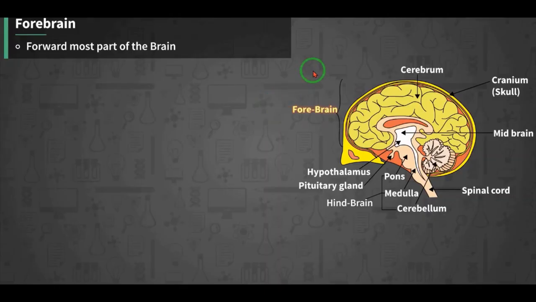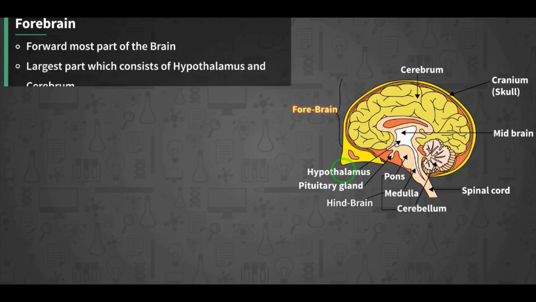Now we are going to discuss the forebrain. The forebrain is formed of the cerebrum and diencephalon. The latter consists of the dorsal thalamus and ventral hypothalamus. This region is the thalamus, and this is the hypothalamus: dorsal thalamus and ventral hypothalamus. So it is the forwardmost part of the brain.